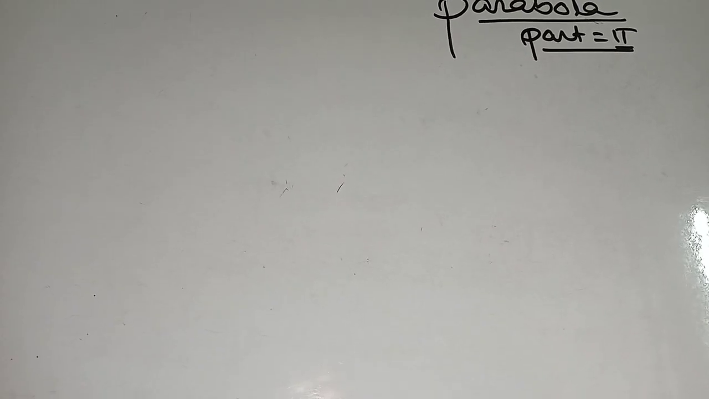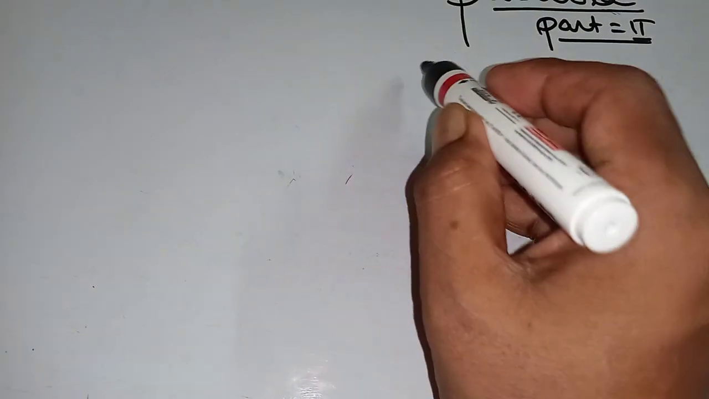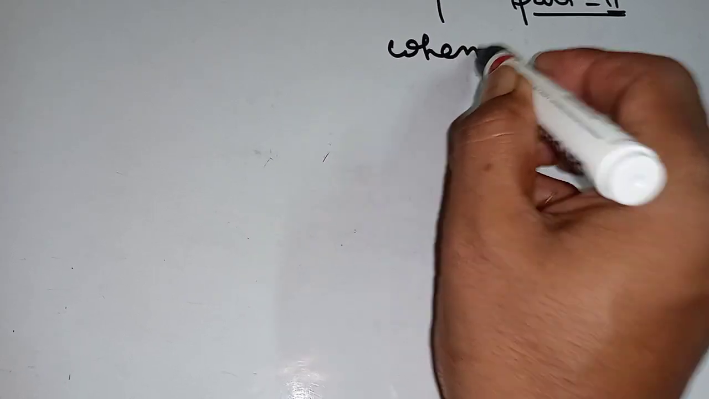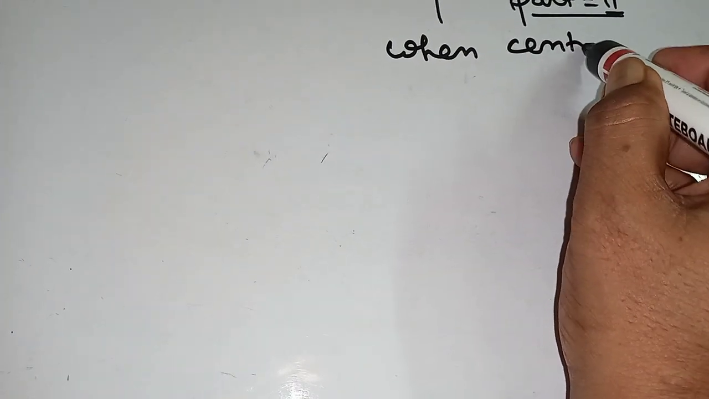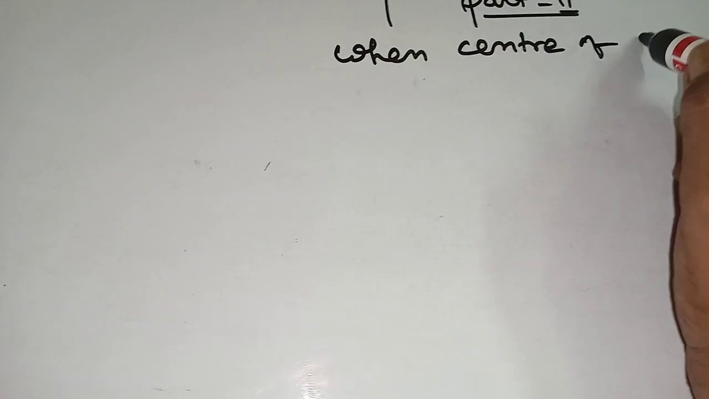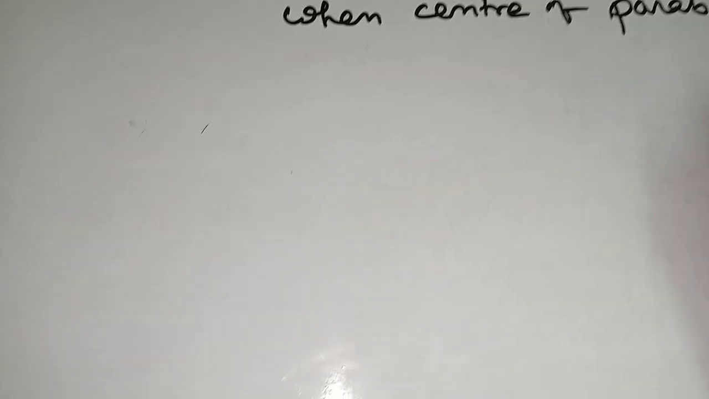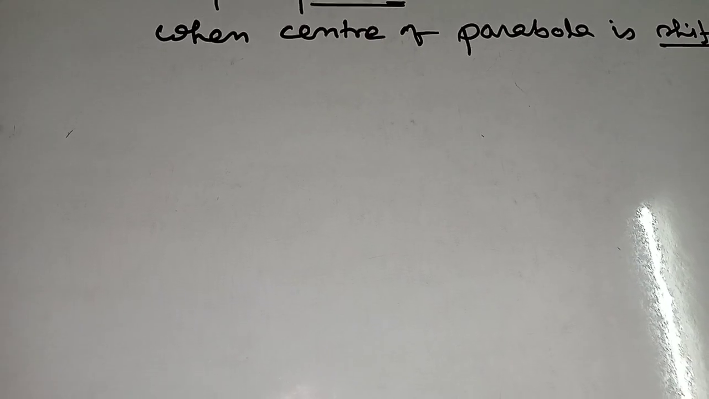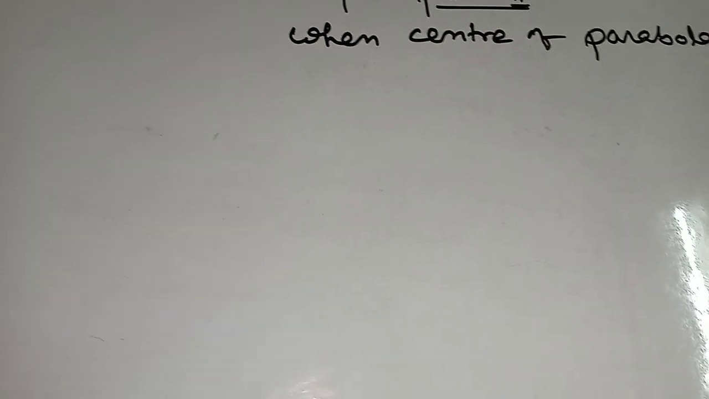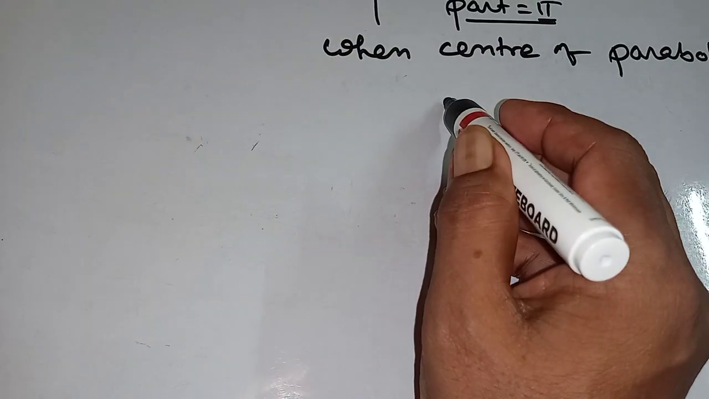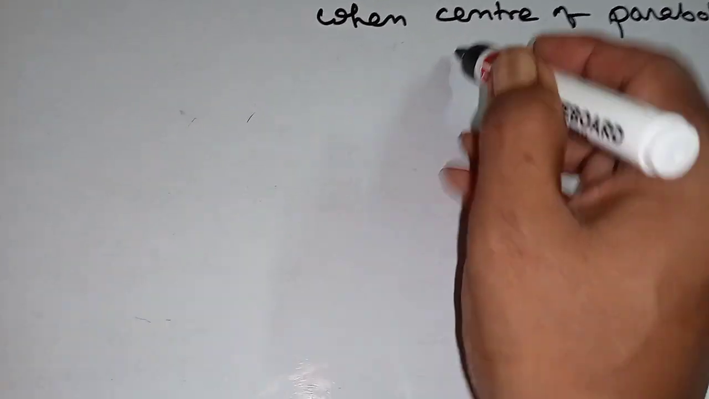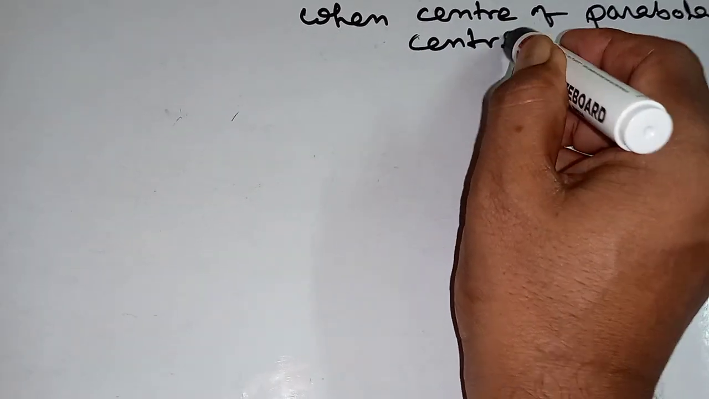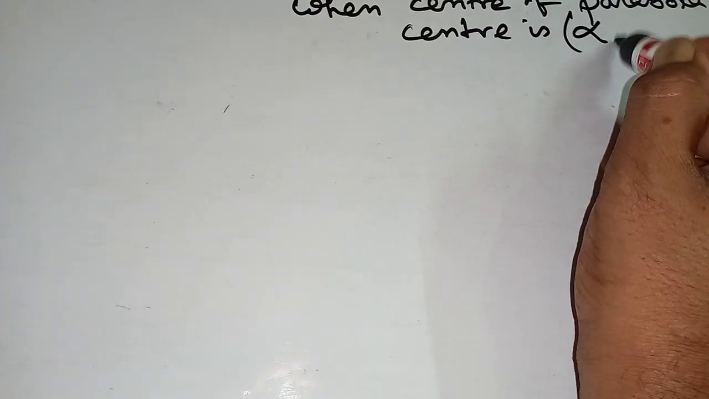When the center of the parabola is shifted, then what will be the equation of the parabola? When the parabola is shifted, that means the center is shifted, and the center is alpha, beta.